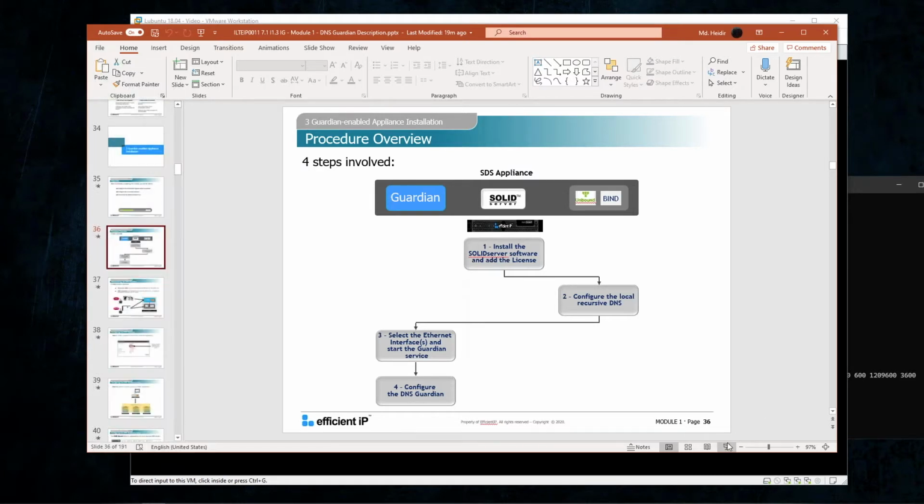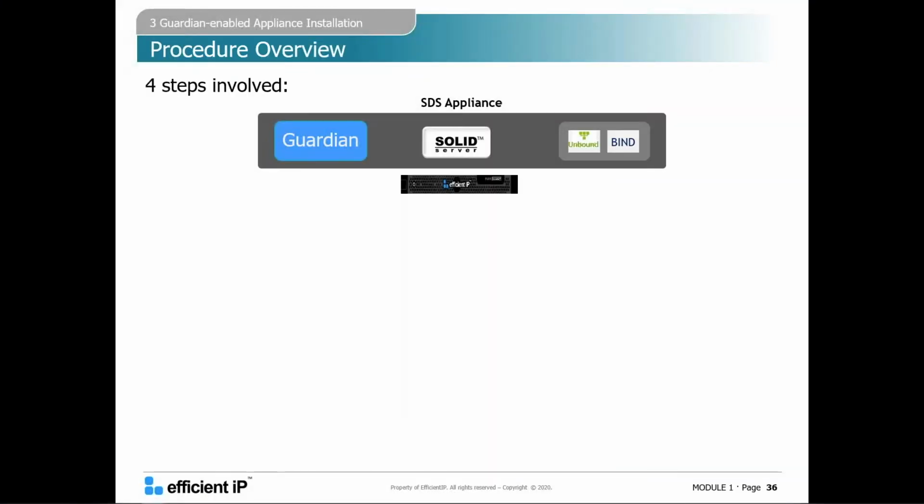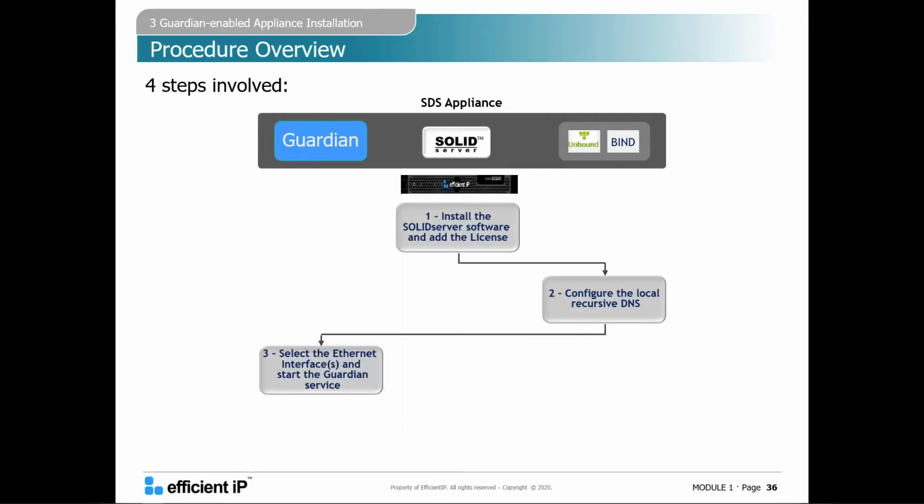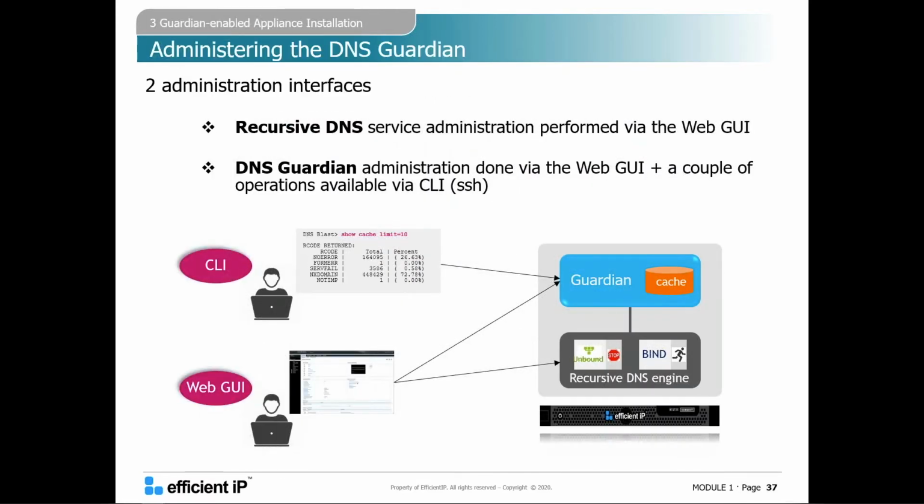To install, again, this is enabled by the license module. So you need to have the appropriate module license for it. Once you have added the license, you configure the local recursive DNS. By default, it's already set with a root hint. And then you select the interface where the Guardian service will listen, right? And then you configure the DNS Guardian, which means you apply the default policy, which is already installed.